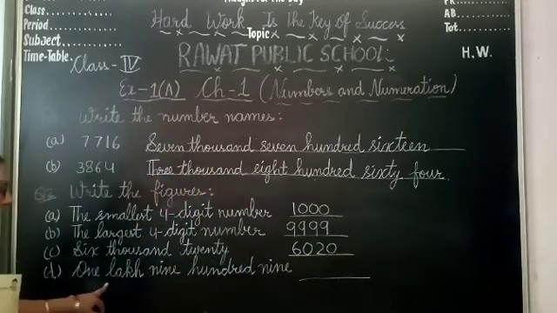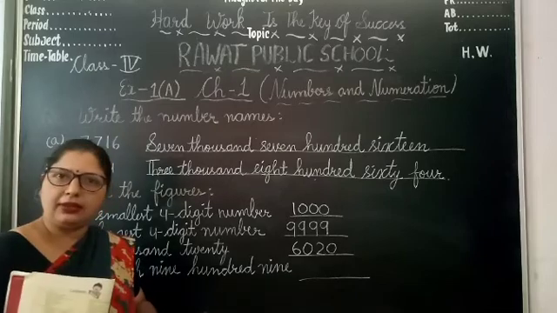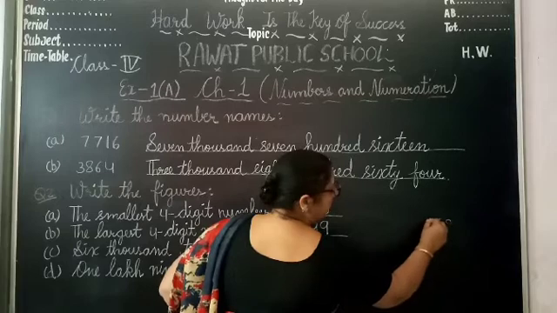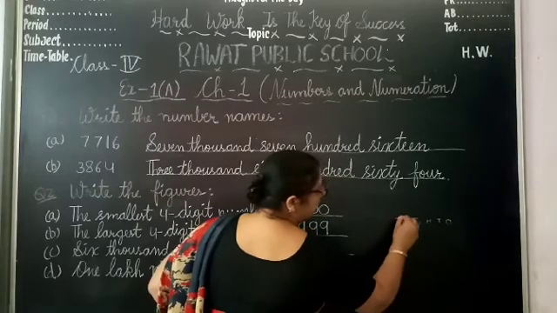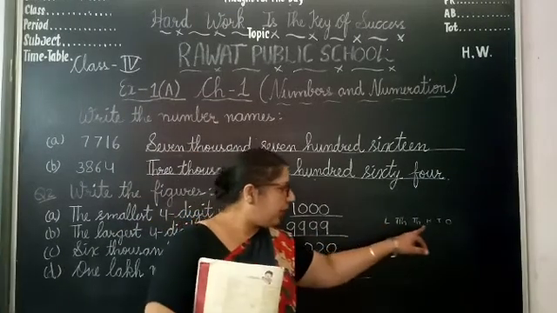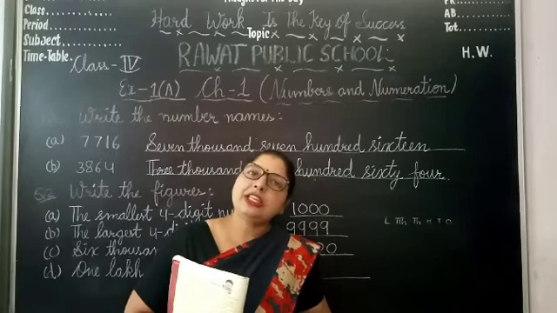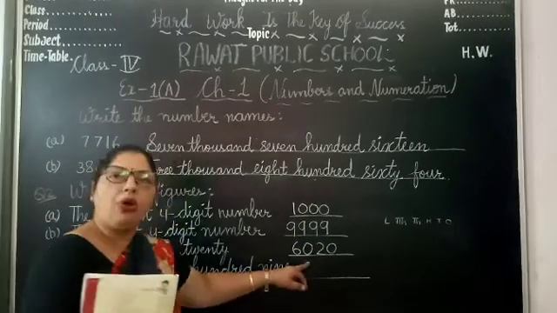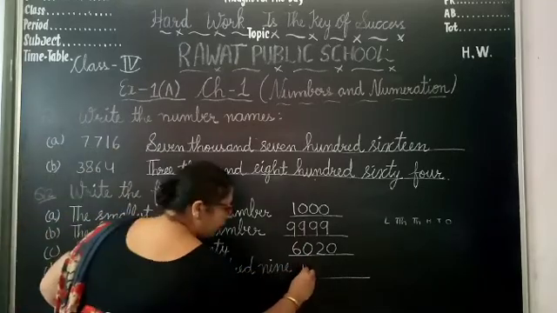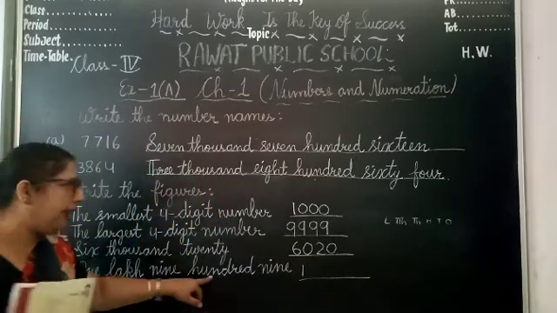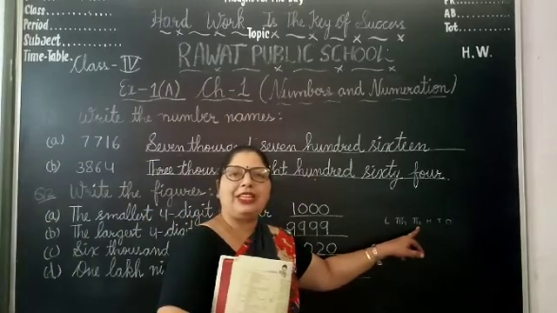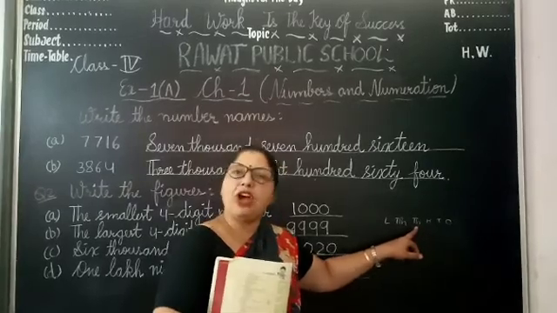Next is 1,00,909. Students, look here: ones, tens, hundred, thousand, ten thousand, then lakh. How many digits in lakh? 1, 2, 3, 4, 5, 6. So 6 digits, and we will write a 6-digit number. 1 lakh. Then 900. There is no number in the place of 10,000 and in the place of 1,000.